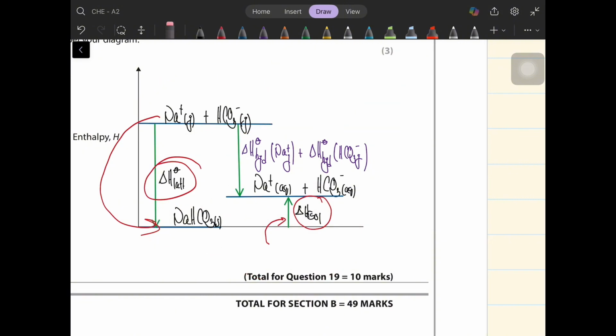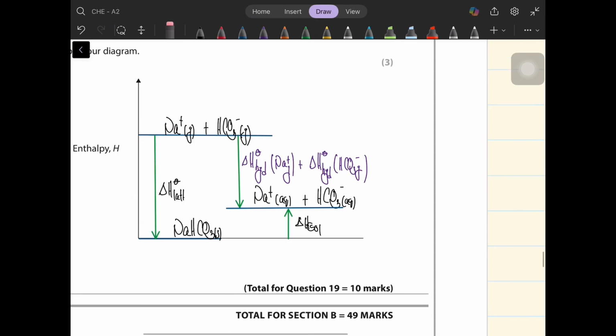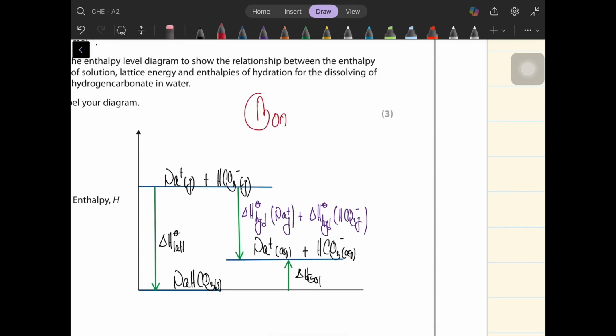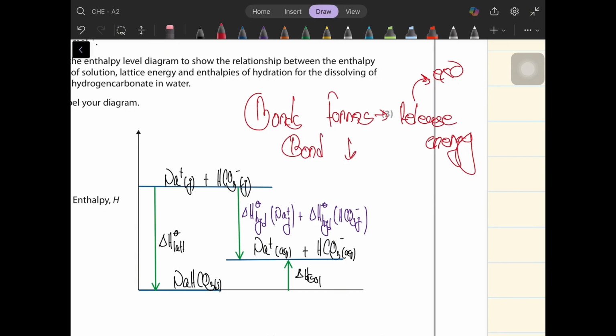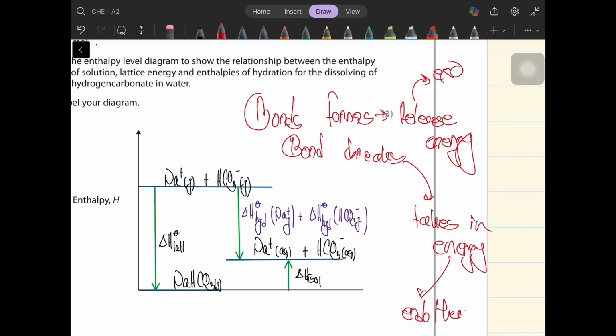So all of these reactions are exothermic except for delta H solution, right? Because bonds are being formed. See, bonds are being formed, right? And as bonds form, they are gonna release energy, and hence the reaction is gonna be exothermic. And when the bond breaks, it is gonna take in energy, and once it takes in energy, the reaction is gonna be what? Endothermic. Clear so far? All right, so let's just move on to the next question.